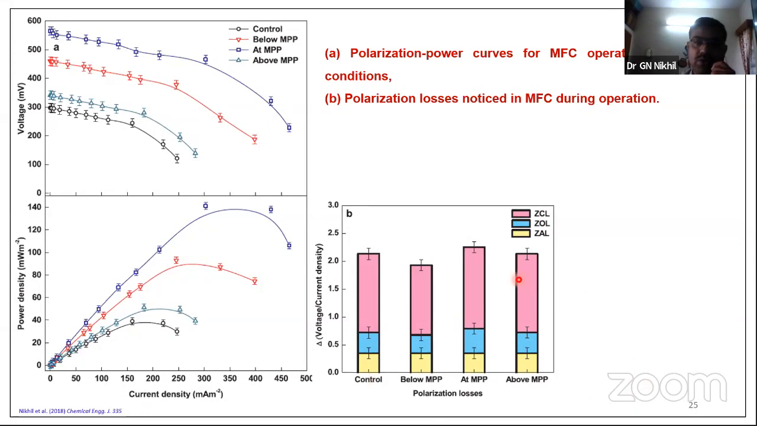These are basically concentration losses because of the thickness of the biofilm formed, diffusion problems of substrate and product, or the interaction between the microorganisms.